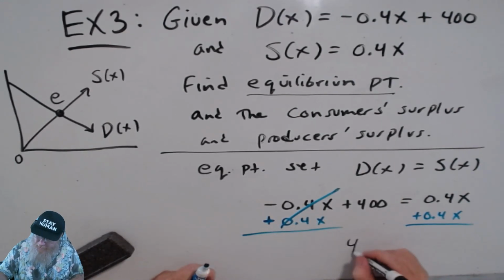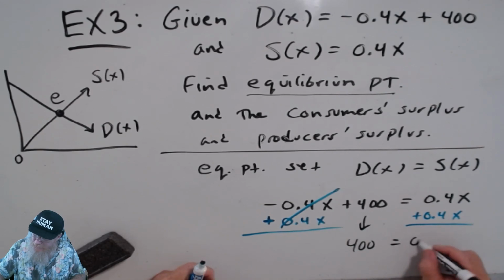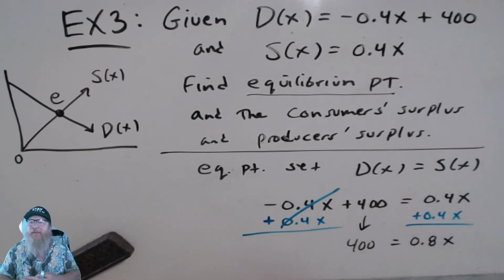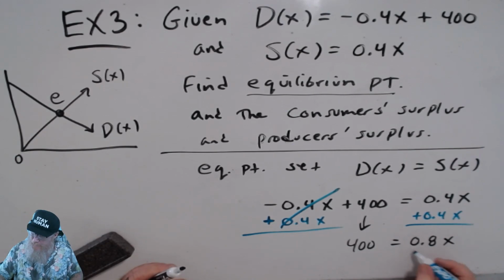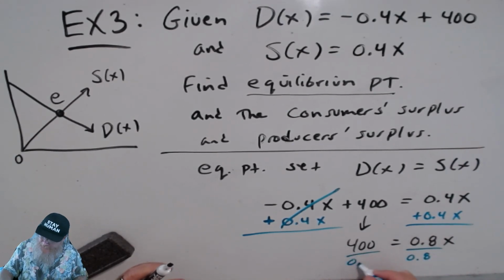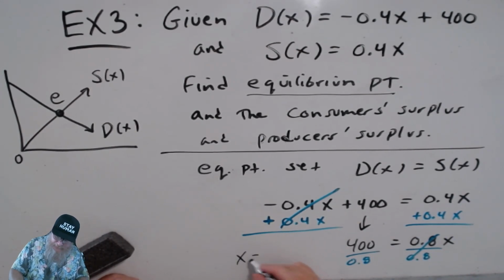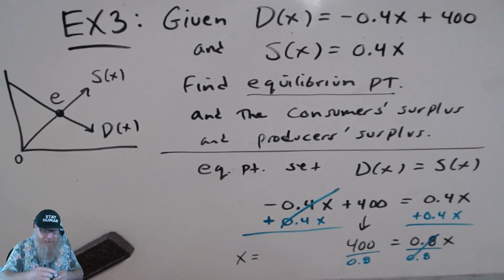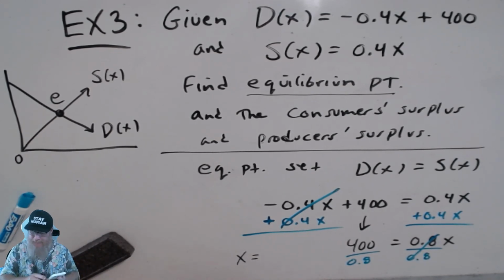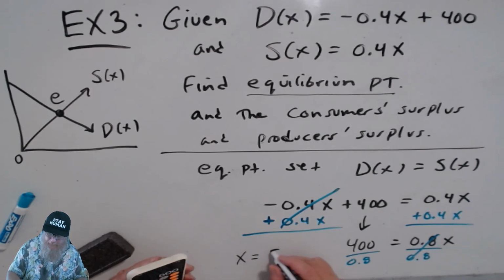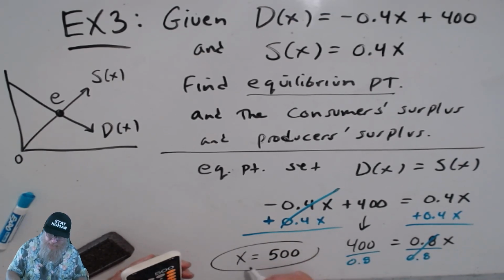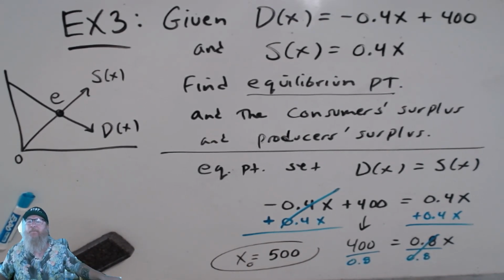So I'm going to get 400 equals 0.8x. I'm going to divide by 0.8, and that's going to be my x. So if you can do that in your head, that's great. $400 divided by 0.8, 500. So that's your x sub 0.